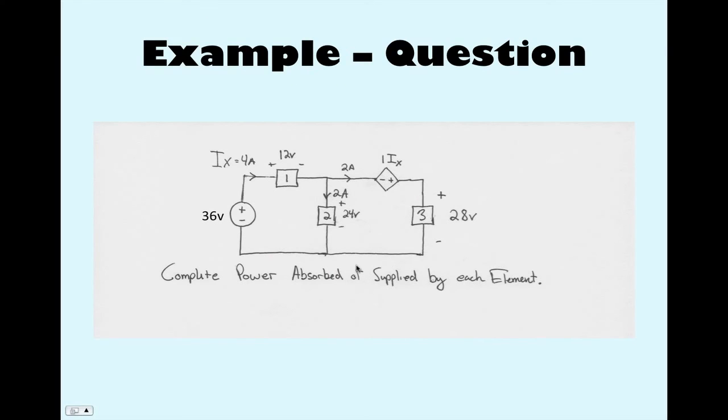Alright, here is the example question. Here is a circuit, and we have three elements. We don't know what they are, but we just know the current going through them and the voltage across them. And if we know both of those things, we can find the power associated with each of those elements. Now we need to find the power absorbed and the power supplied by each element. And then we need to make sure that the absorbed power and supplied power equal each other, because we can't create or destroy power in any circuit. As you can see, this dependent voltage source is dependent upon Ix, or this current coming out of this 36 volt generator. This voltage source is dependent upon current. It could also be dependent upon voltage as well, but in this case it's not.